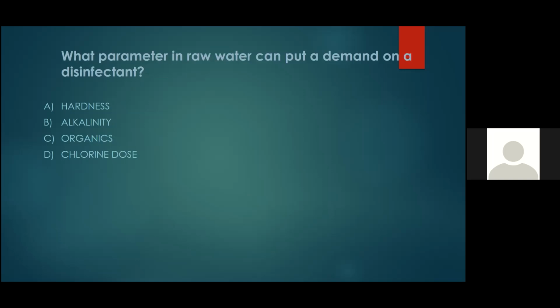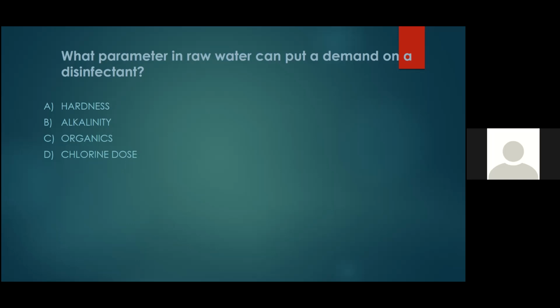All right, so we talk about disinfecting, and which one of these parameters in the raw water can put a demand on the disinfectant? I always see this question come up, especially on the ABC exams. Perfect, it is C, organics. One thing to think about with the organics, the biggest one is going to be color and organics. And that puts a huge demand on your disinfectant system.